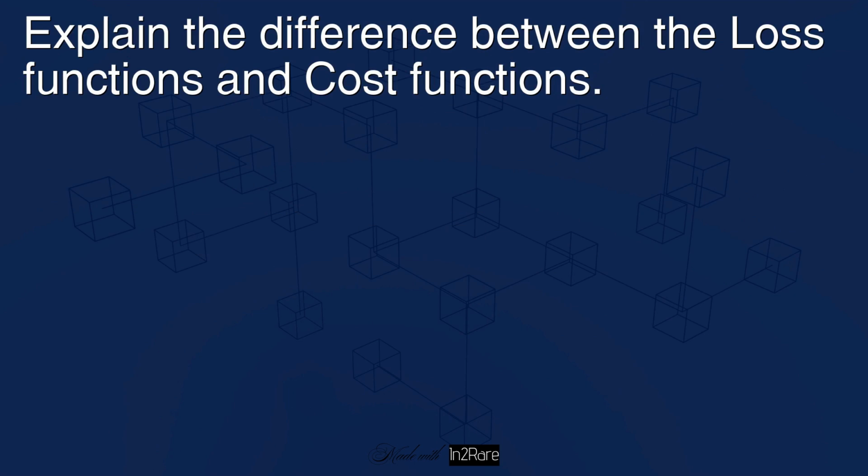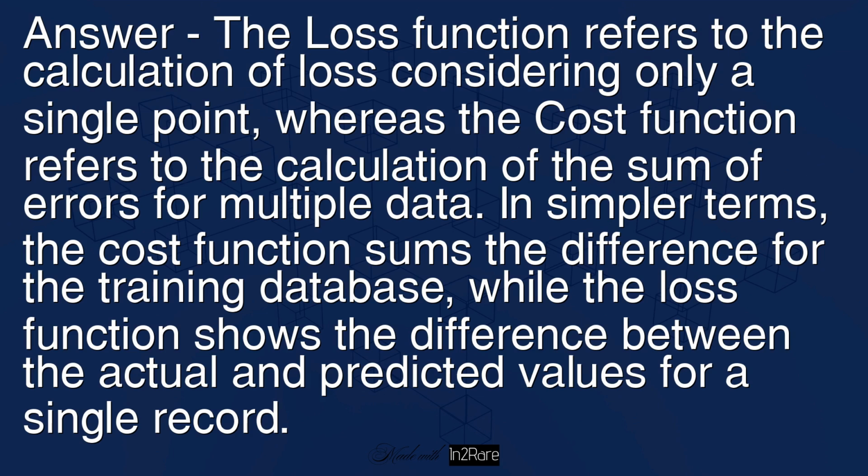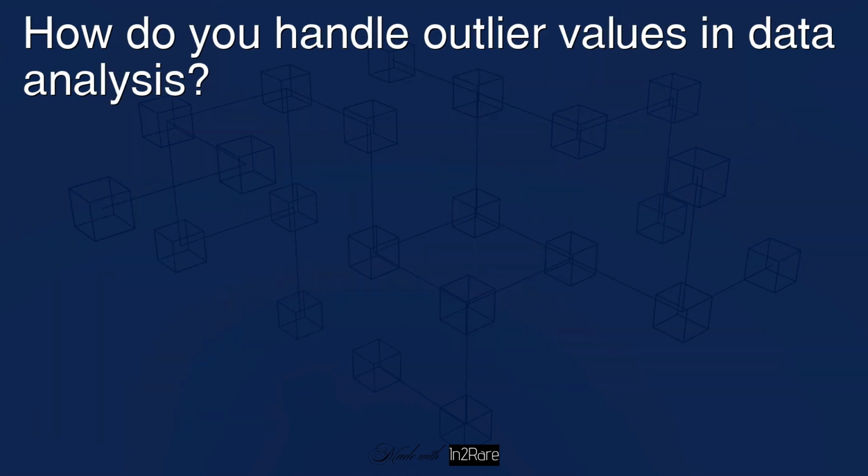Explain the difference between the loss function and cost function. Answer: the loss function refers to the calculation of loss considering only a single point, whereas the cost function refers to the calculation of the sum of errors for multiple data. In simpler terms, the cost function sums the difference for the training dataset, while the loss function shows the difference between the actual and predicted values for a single record. How do you handle outlier values in data analysis?